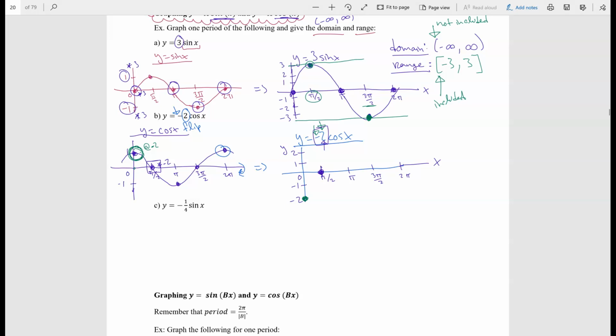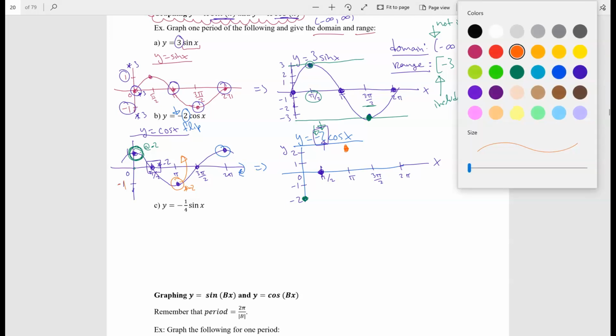Now the next one is going to be this at pi. At pi, you have this -1. So when I multiply it by 2, you're going to get -2. And then when I flip it, it's going to go back up to 2. So this guy's going to be up at 2.